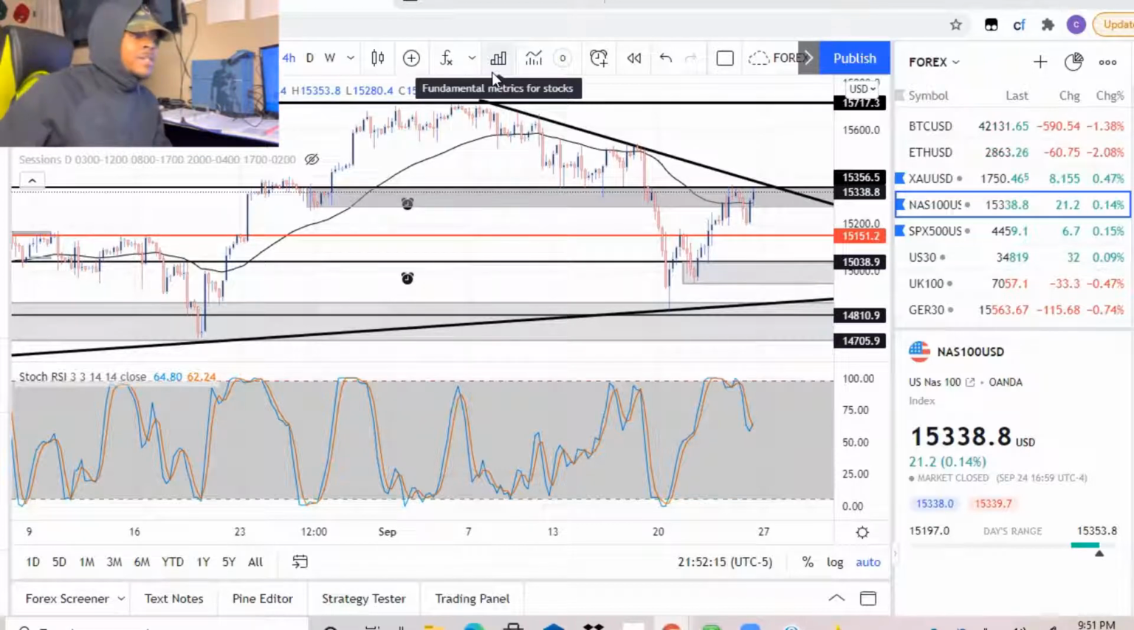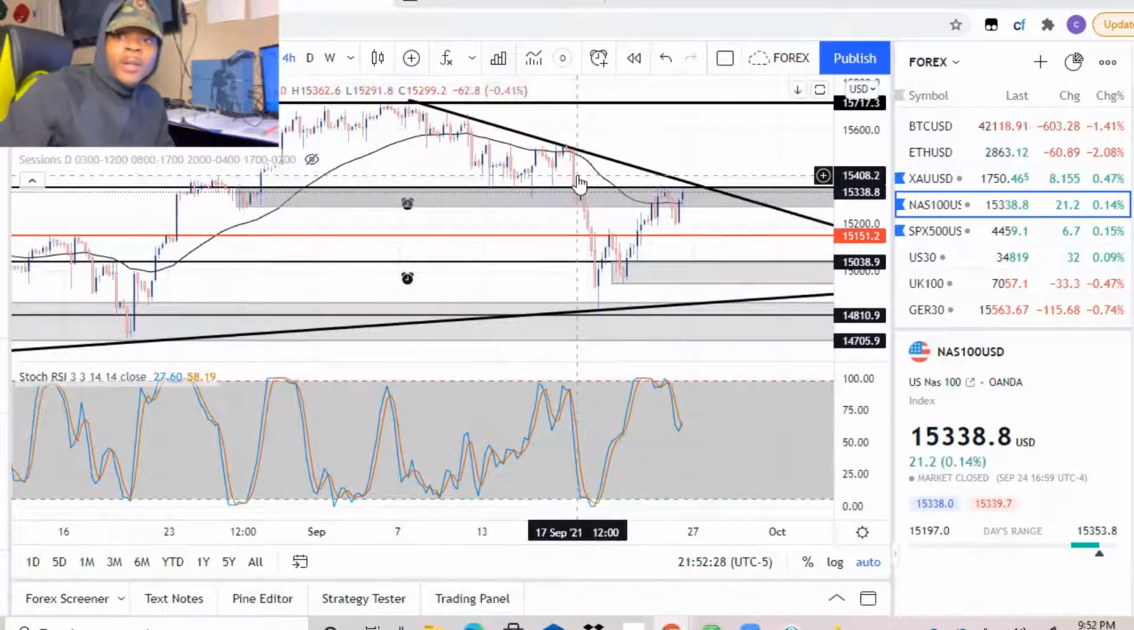Because as you guys can tell, I only have two indicators on my chart. That's the EMA and the stochastic and the RSI. Those are the two indicators that I use when I'm trading anything really, excluding binary options.